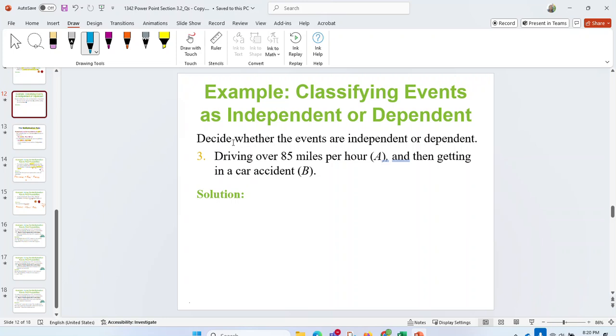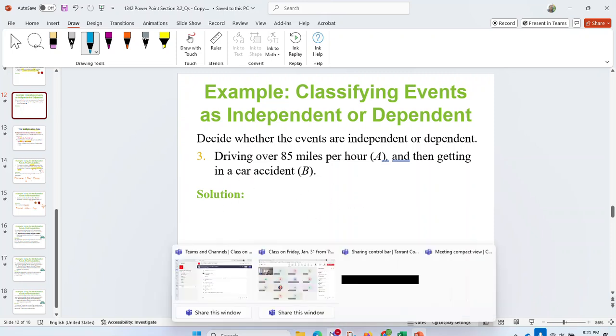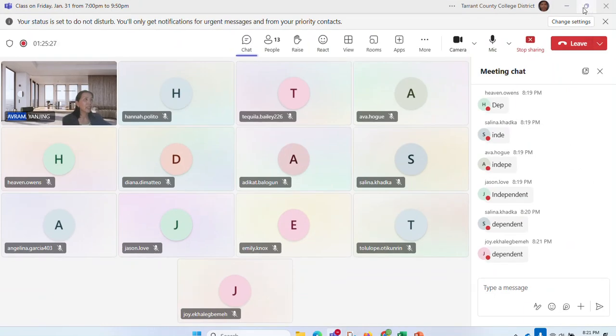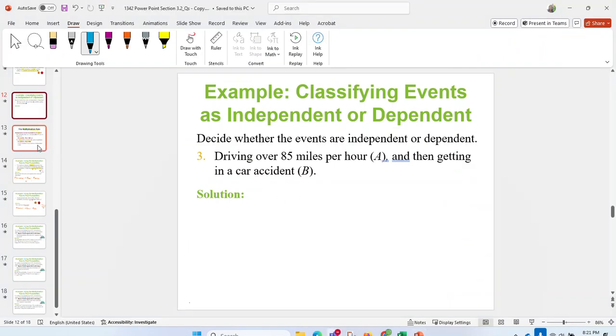This one says driving 85 miles per hour and getting a car accident. What do you think? If you're driving at a high speed, 85 miles per hour, that's considered high speed, right? And then getting a car accident. Well, if you drive at a high speed, the chance you're going to get an accident will be higher. So this should be a good one. One will affect the other, so this should be considered as what? Dependent. Yeah, this should be considered as dependent.